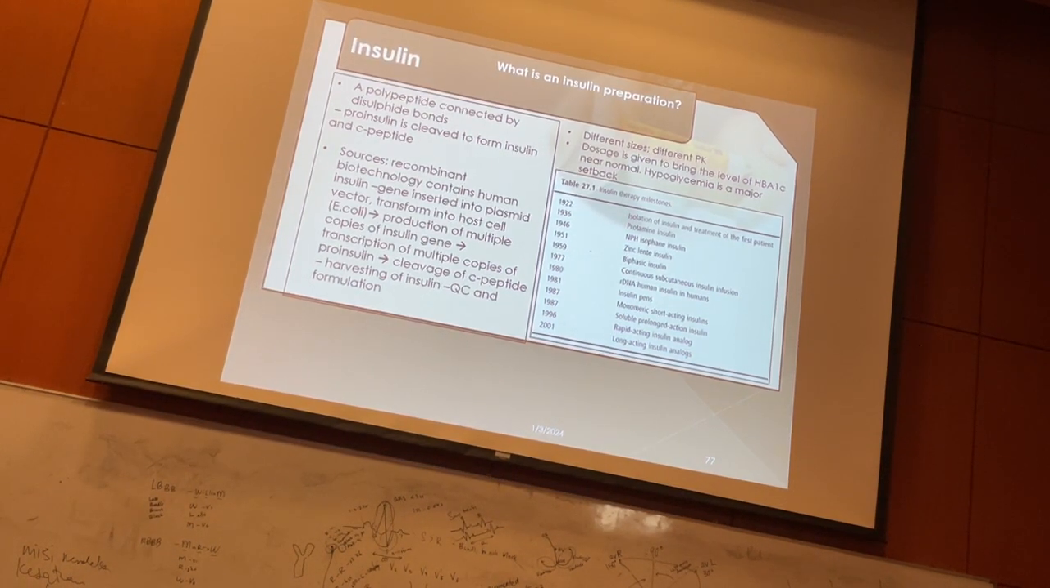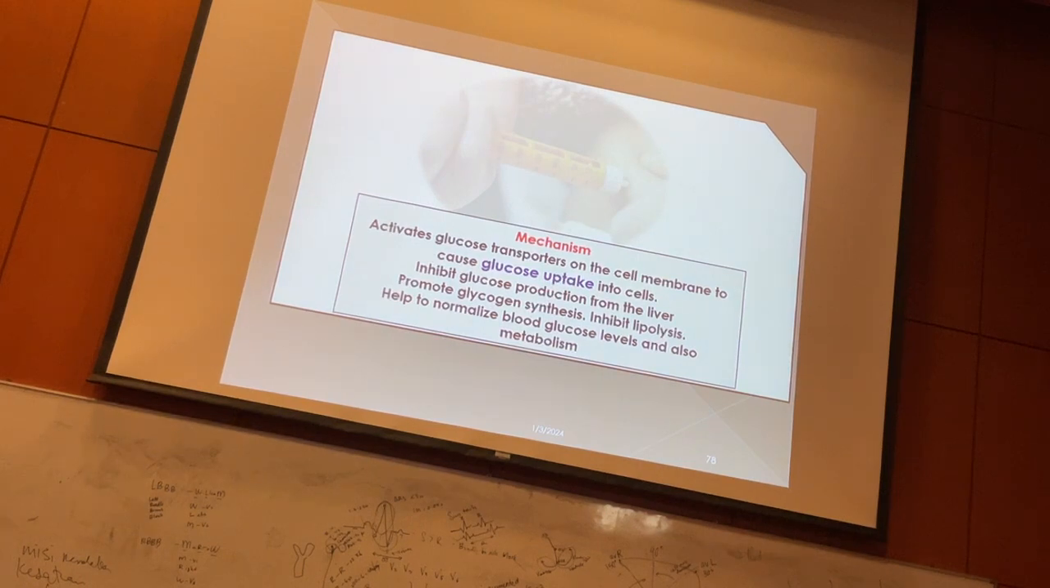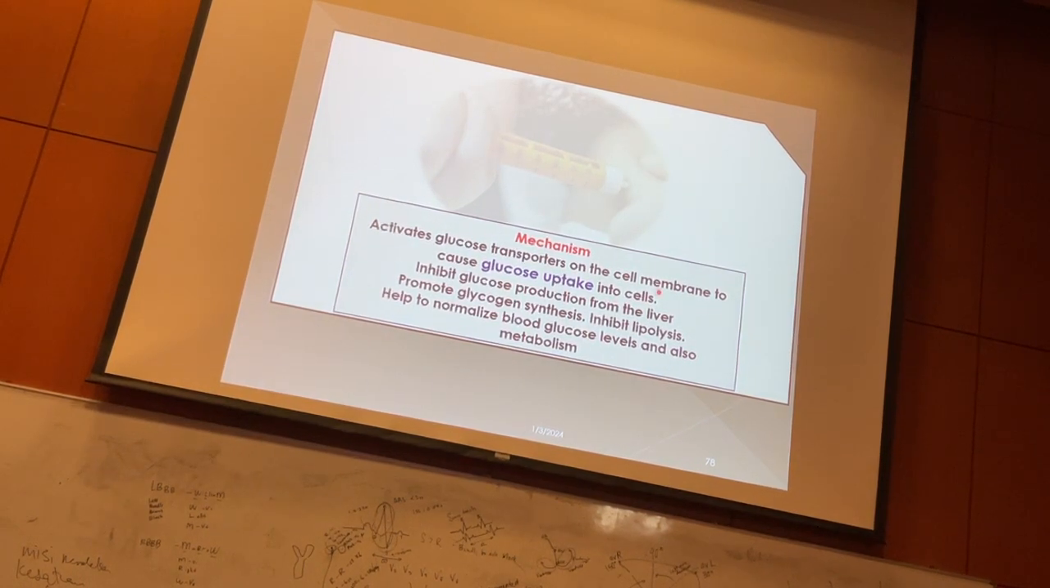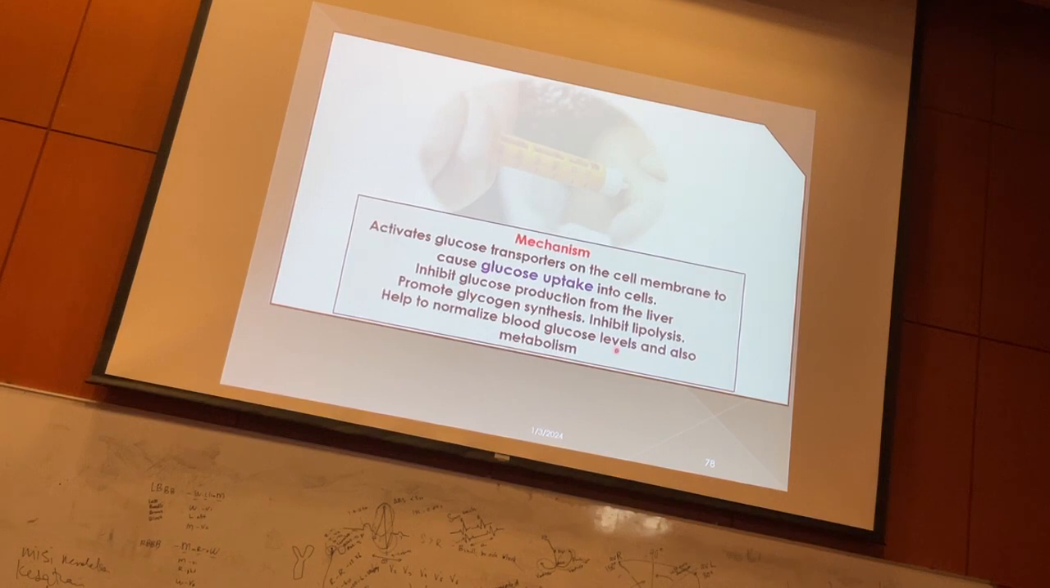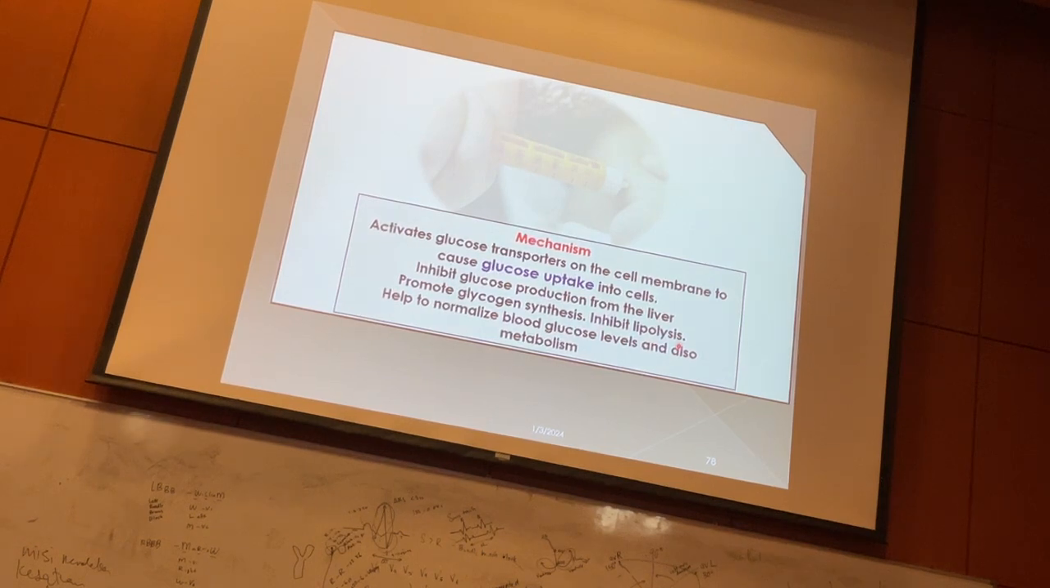Okay, so now mechanism is to activate glucose transporter on the cell membrane to cause glucose uptake into cells, inhibit glucose production from the liver, promote glycogen synthesis, inhibit lipolysis, and help to normalize blood glucose level and also metabolism. So basically, the action sama macam insulin hormones lah.